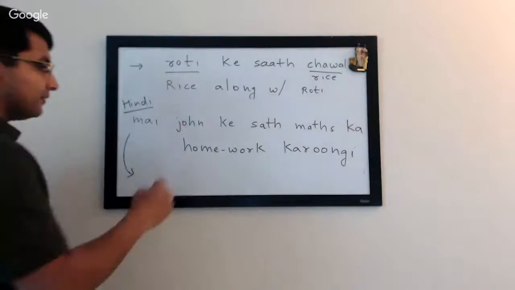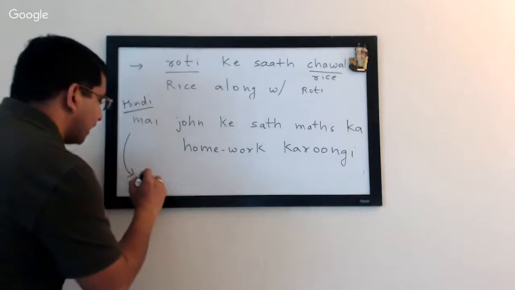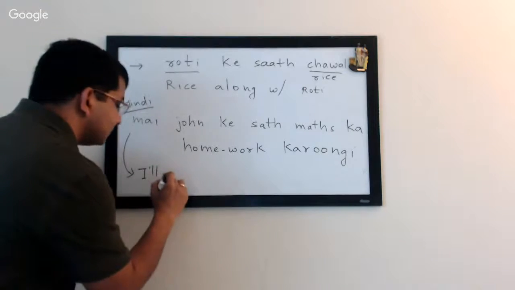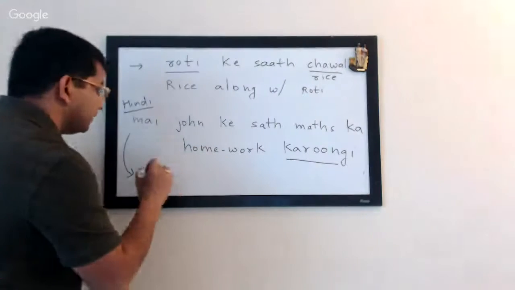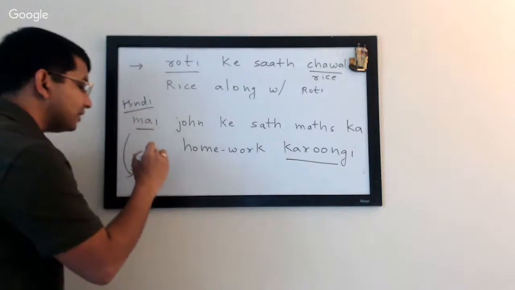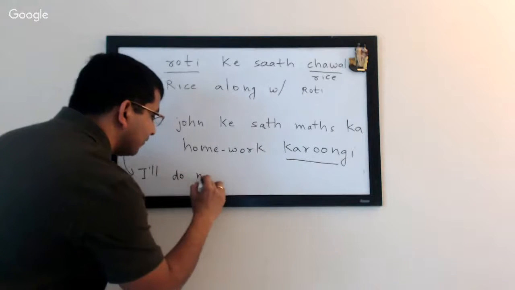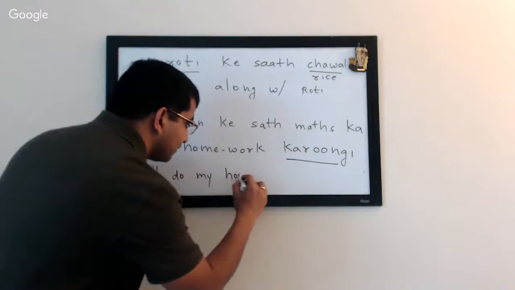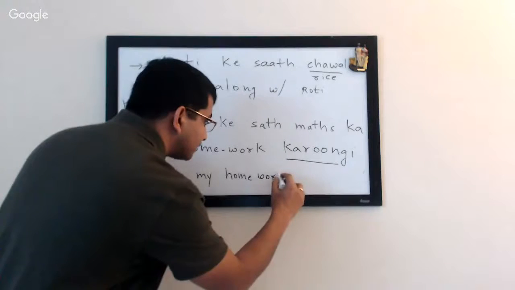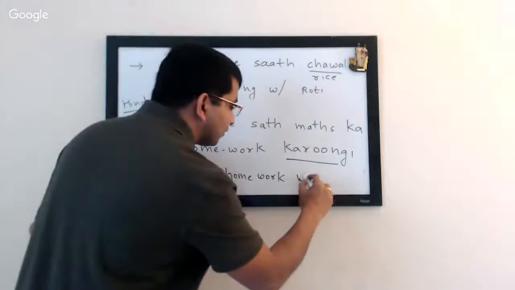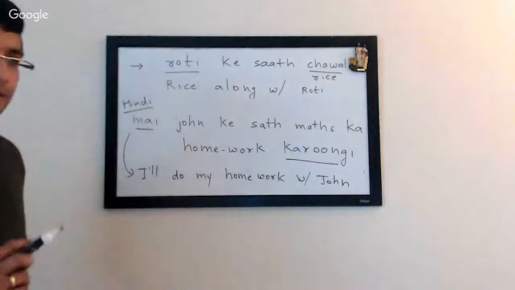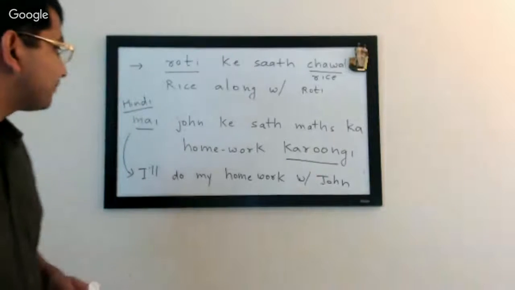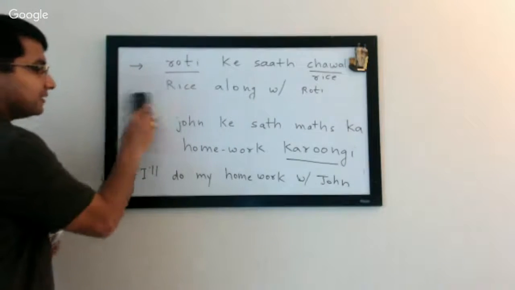So in this case, because it's karungi, karna is to do, but you're doing karungi, future indefinite. That means a girl must be saying it, right? So I will do my maths homework along with John, right? Ke saath. The notion is still ke saath, that we will sit together or we will do it together. Let's do some more reverse exercises here.